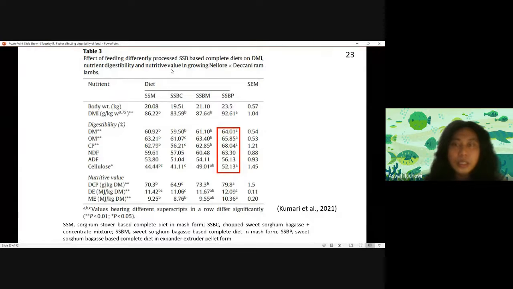And related to this processing, this experiment also identified the digestibility of several types of diet. This is the sorghum stover based diet in maize form. So sorghum stover, M is maize, C is chopped, M here is maize again, and the last P is pellet. Related to the four types of diet here, we will notice that digestibility of the pellets is better than the maize or the chopped.